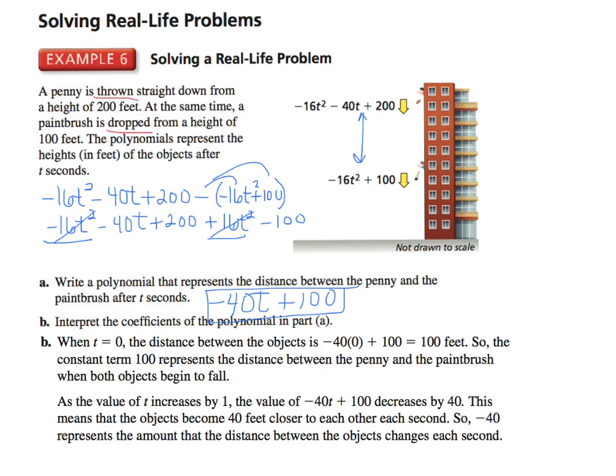So the constant term here for 100 represents the distance between the penny and the paintbrush when they begin to fall, right here. That 100 means the distance between them is currently 100 feet. As time goes on, the distance between them for every 1 second will decrease by 40 feet. That means the objects become 40 feet closer to each other each second. So negative 40 represents the amount that the distance between the objects changes each second.